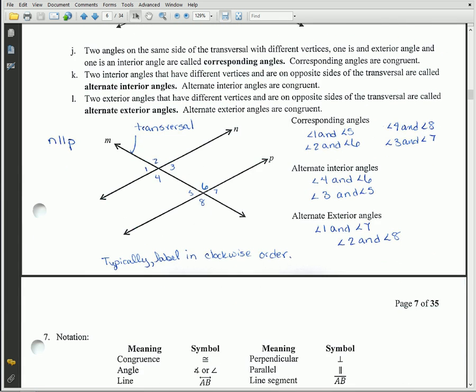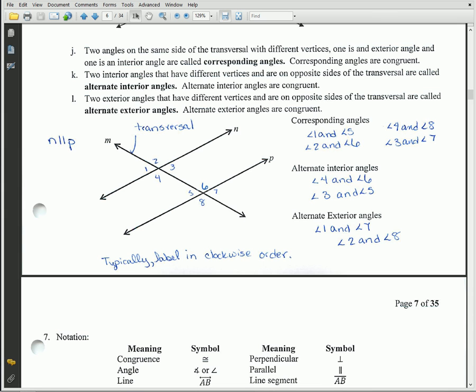Two angles on the same side of a transversal with different vertices, where one is exterior and one is interior, are called corresponding. So in this picture, 2 and 6 are corresponding angles, 1 and 5 are corresponding angles, 3 and 7, 4 and 8. Alternate interior angles are on the inside, so my interior angles are 3, 4, 5, and 6. Alternate interior angles are 4 and 6, and those are congruent. 3 and 5 are alternate interior angles, and they are congruent.